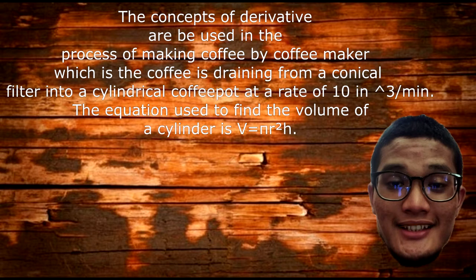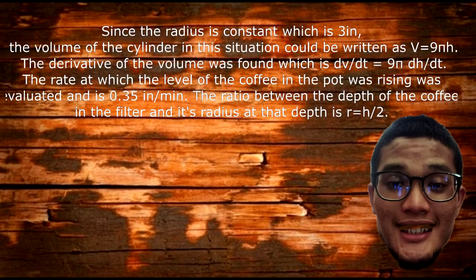The equation used to find the volume of a cylinder is V equals πr²h. Since the radius is constant, which is 3 in, the volume of the cylinder in this situation can be written as V equals 9πh. The derivative of the volume was found, which is dV/dt equals 9π dh/dt.